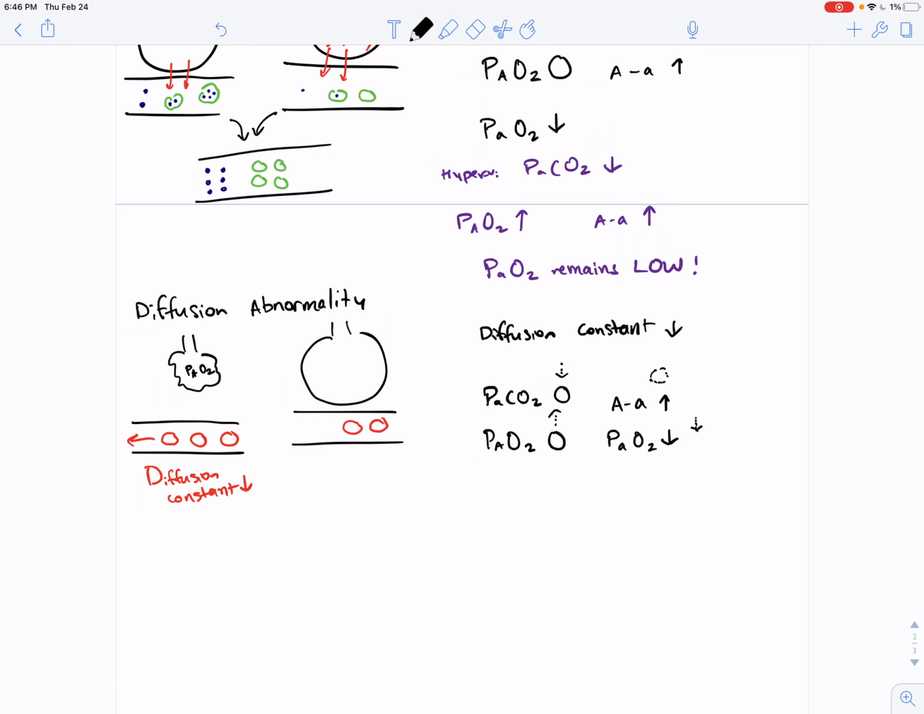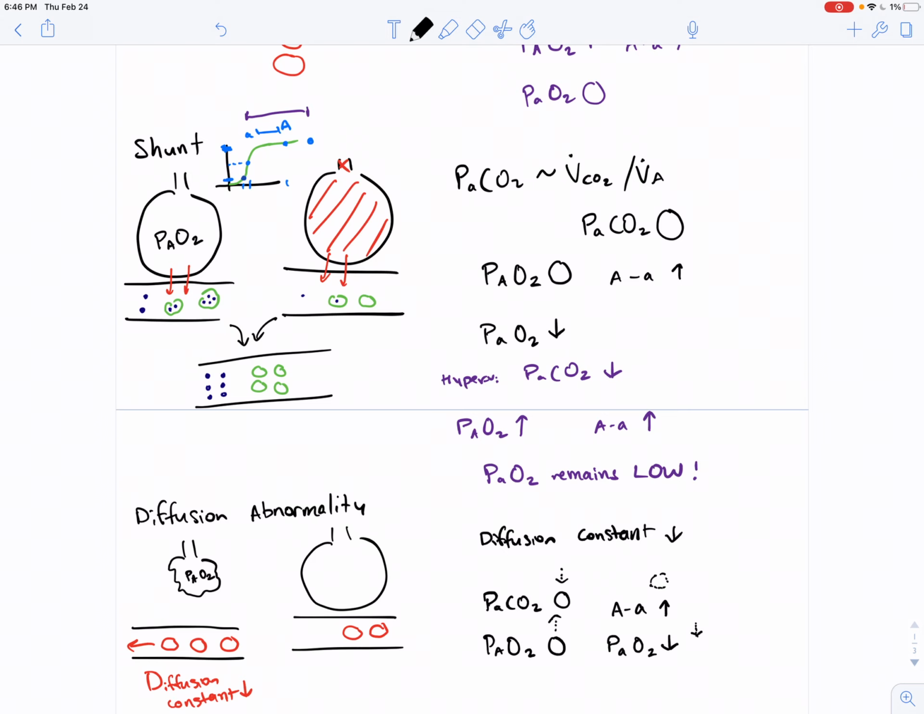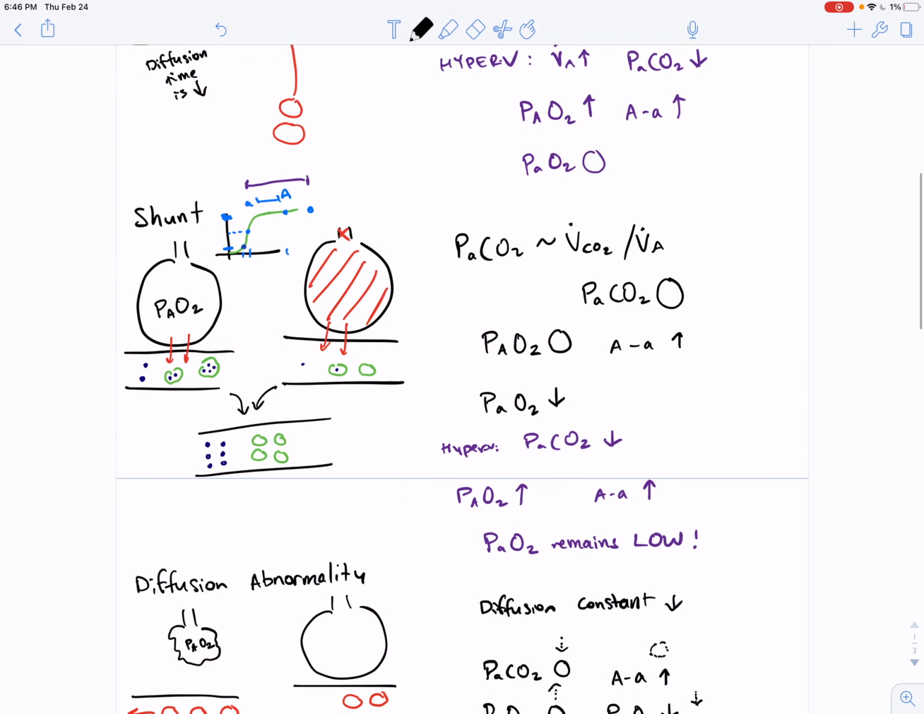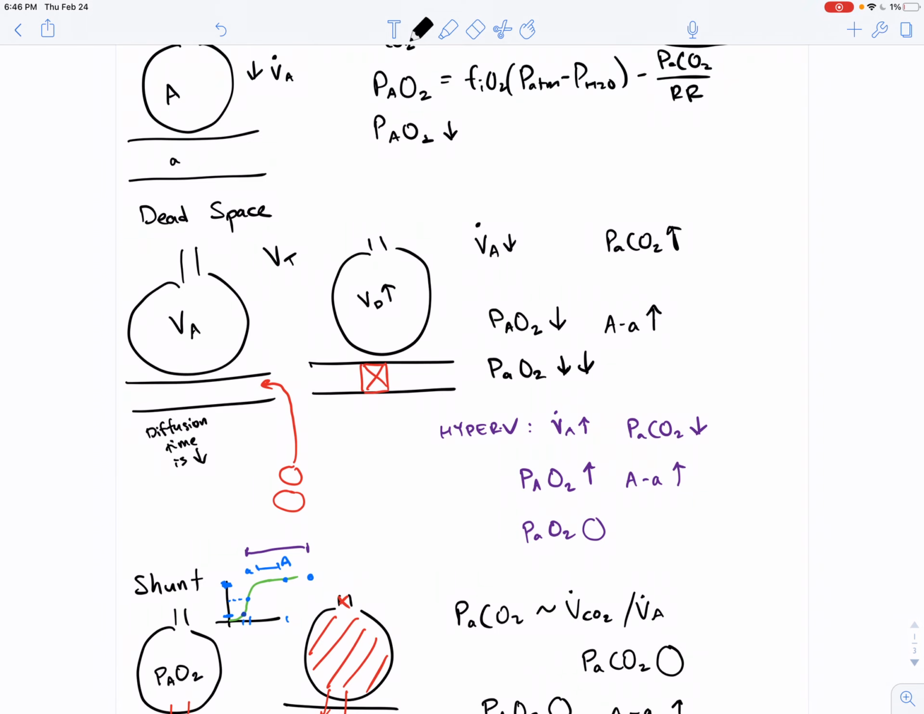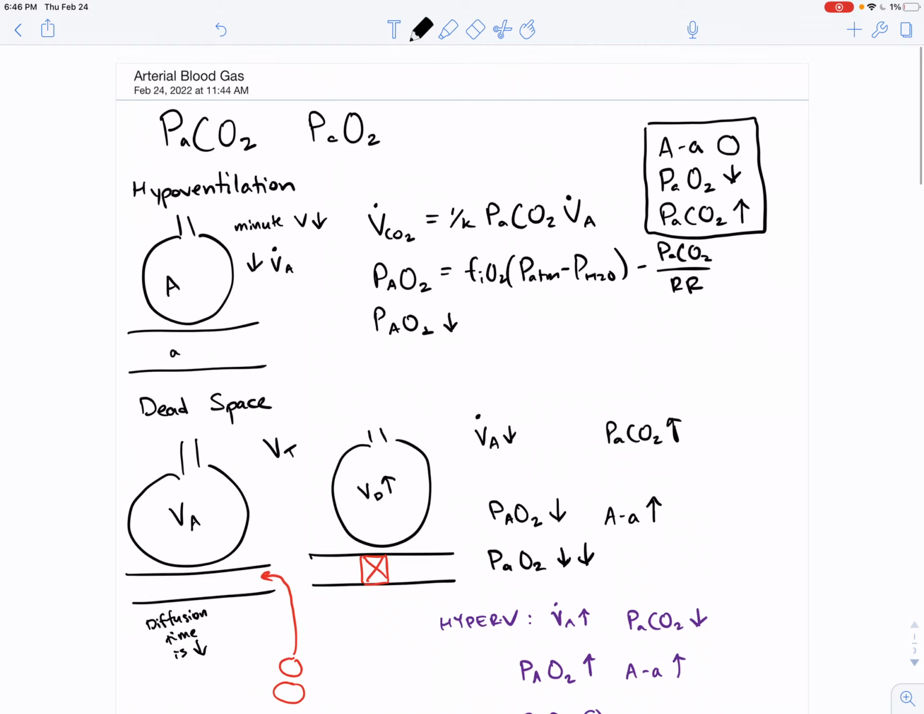But again, as I said, shunting will not improve with supplemental oxygen, right? Because if we improve our PAO2, that's just going to lead to an even bigger increase in our AA gradient in the case of shunting. But supplemental oxygen can be used for diffusion abnormality, and certainly supplemental oxygen can also be used for our case of hypoventilation.